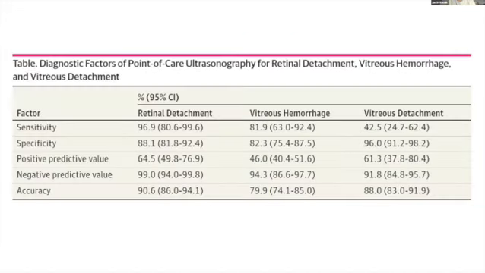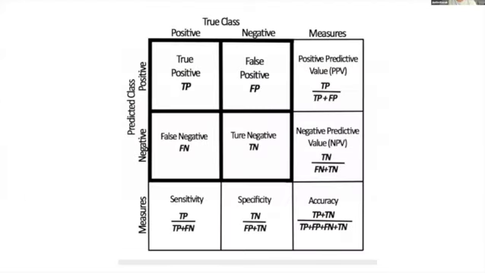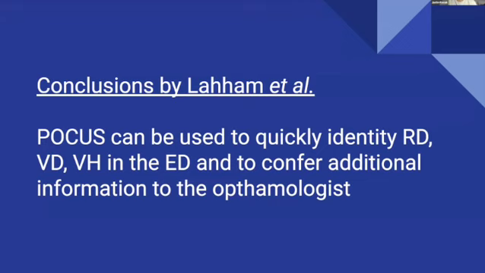Here's just another way of putting together this data that I won't get into now, but sensitivity and specificity can translate into positive and negative predictive values, as well as the accuracy. Just to review where these numbers come from that I think we all know. And so in conclusion, they said that POCUS can be used to quickly identify these diagnoses and to confer some additional information with the numbers that we've seen.